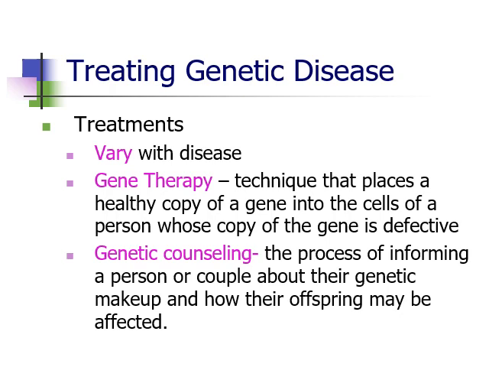Also, one term I want you to know is genetic counseling. This is the process of informing a person or a couple about their genetic makeup and how their offspring may be affected. So if two individuals know that some type of trait or disease runs in their family, they might go see a genetic counselor to see what the chances are that they would pass this on to their kids if they chose to have some.